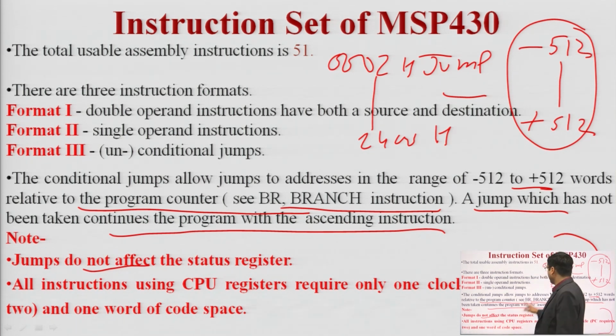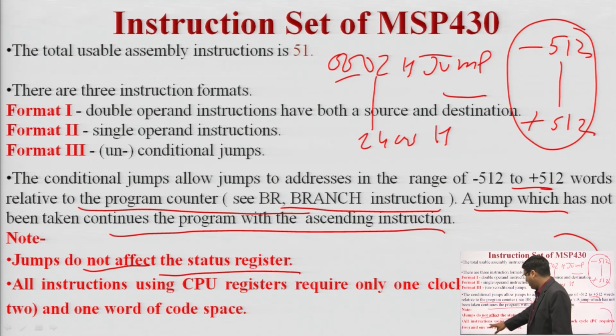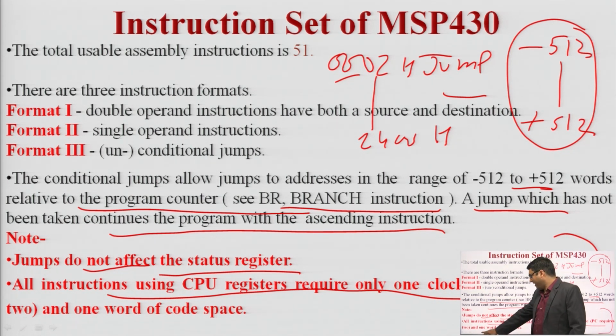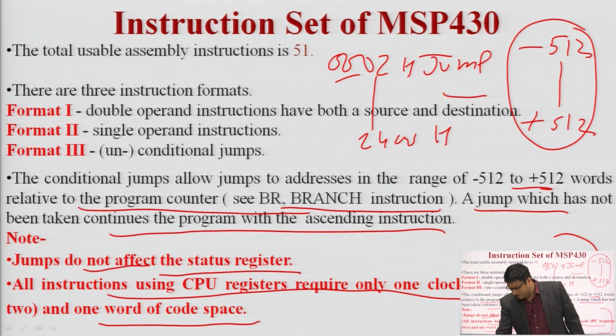If we jump from a particular address to another address, the status register will not be affected. There is no effect on the number of bits in the status registers. All instructions using CPU registers require only one clock cycle. In a single clock cycle, all the instructions can be executed, and 1 word of code space, okay.